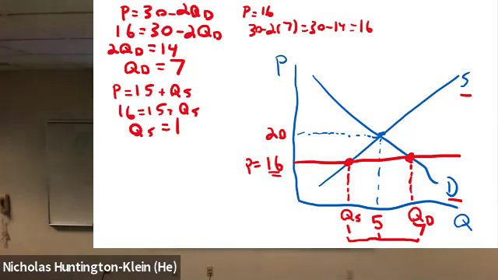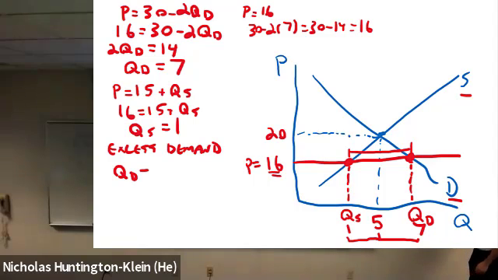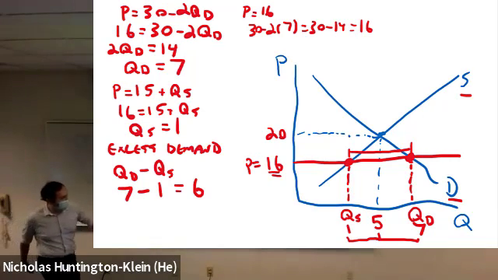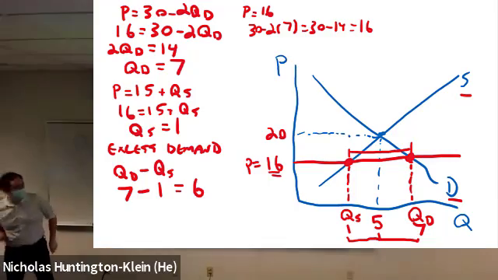So how much excess demand is there? How many units are people out there trying to buy but not able to find anything? Our excess demand is our quantity demanded minus our quantity supplied, or 7 minus 1, which is 6. Right? People are out there trying to find 6 units but cannot find it. So we're going to get a number of different ways in which this is going to end up being important.